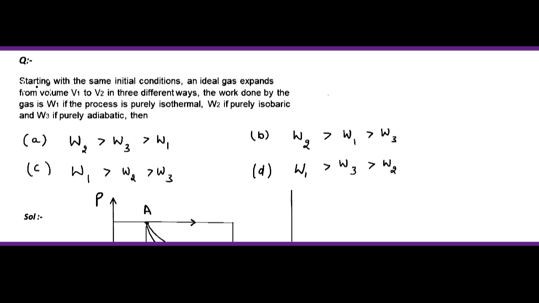Let's look at the question. Starting with the same initial conditions, an ideal gas expands from volume V1 to V2 in 3 different ways. The work done by the gas is W1 if the process is purely isothermal, W2 if purely isobaric, and W3 if purely adiabatic. Then options are given, and we have to choose one option.